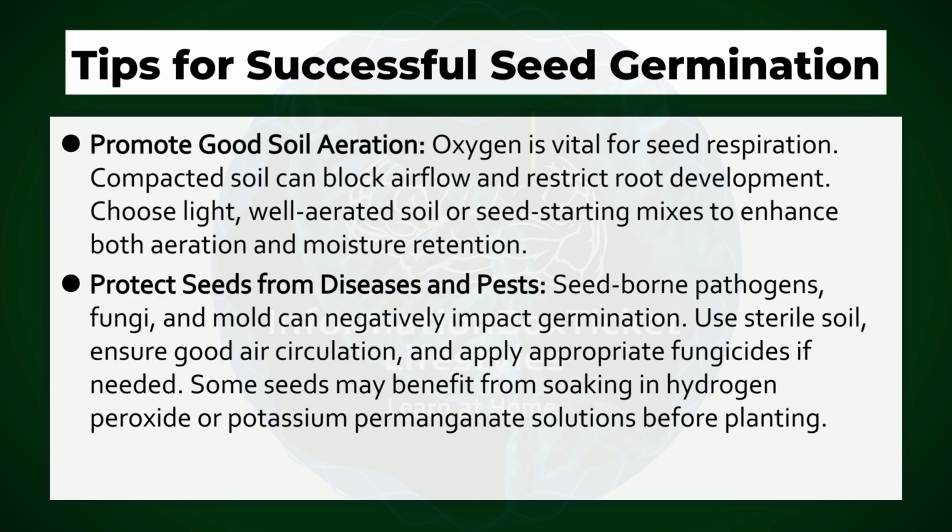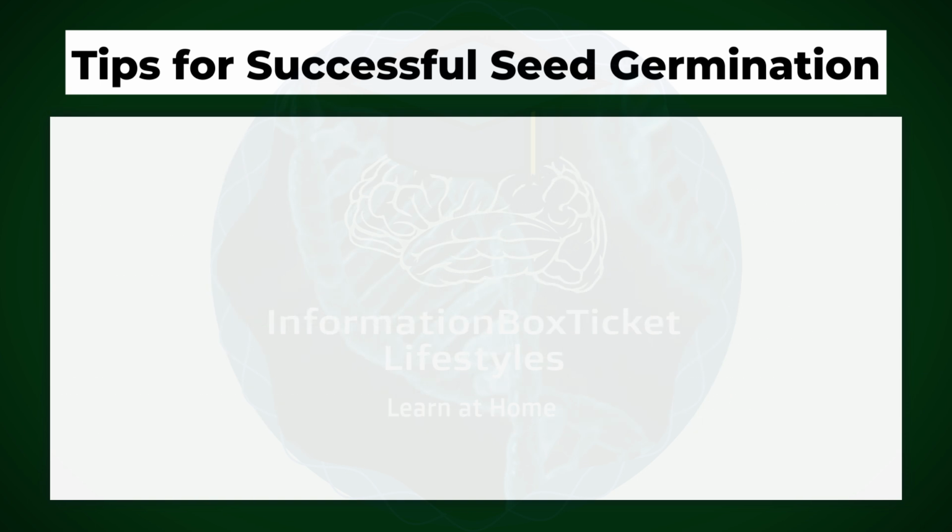Protect seeds from diseases and pests. Seed-borne pathogens, fungi, and mold can negatively impact germination. Use sterile soil, ensure good air circulation, and apply appropriate fungicides if needed. Some seeds may benefit from soaking in hydrogen peroxide or potassium permanganate solutions before planting.